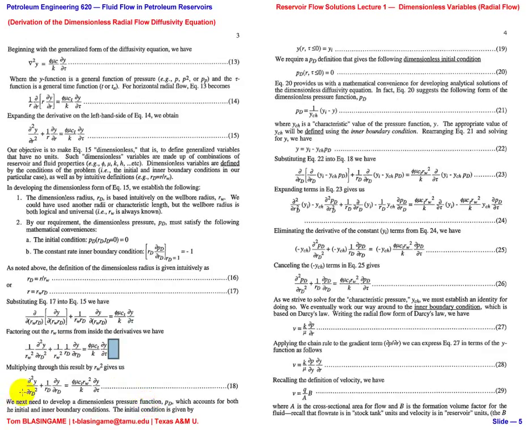Multiply through by r_w squared. So that cleans up this side, and that was really fast. Okay, that worked out pretty well. Now we need to define our dimensionless pressure function, and that's going to be pretty easy too.